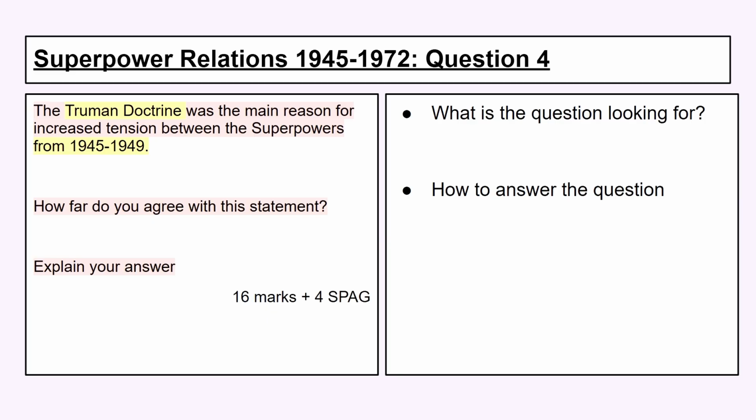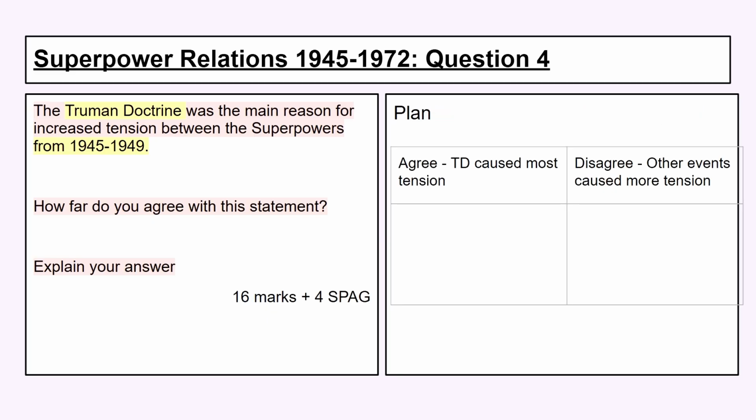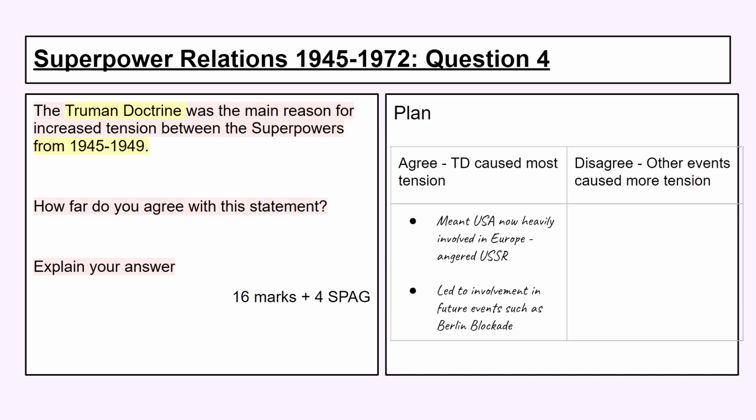So, how do we answer this question? Well, the first thing I'd always encourage you to do is just spend 30 seconds to plan out. Don't just write into it straight away. Take the time, do a rough plan, get it clear in your head which side of the argument you're going to be on here. So, for agree with the Truman Doctrine, we could talk about the following: that it meant the USA was now heavily involved in Europe and this angered the USSR. And as a result, the Truman Doctrine meant that America was more involved in Europe, and that led to involvements in this time period with events such as the Berlin blockade due to containing communism. But you could also argue that other events caused more tension from 45 to 49 as well.